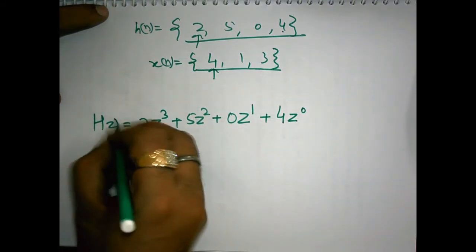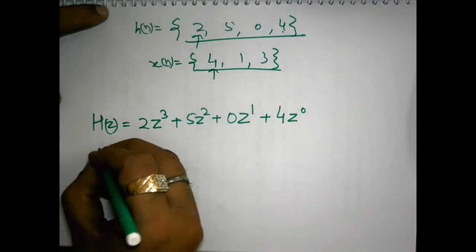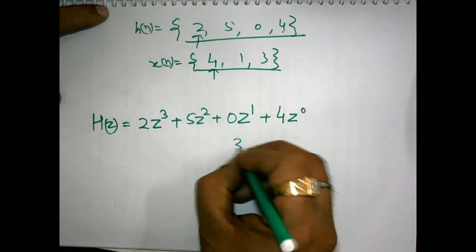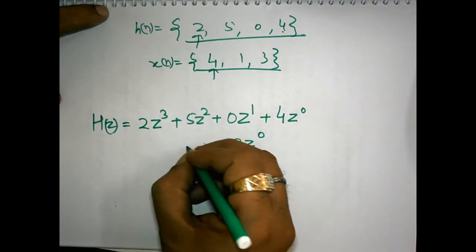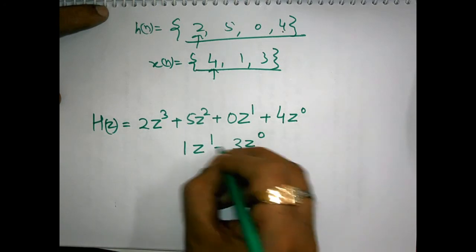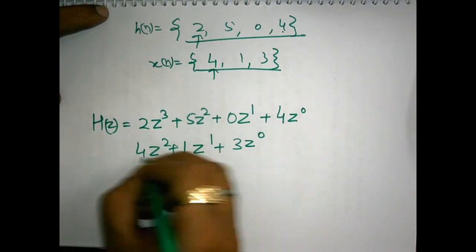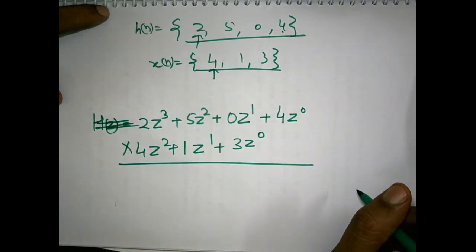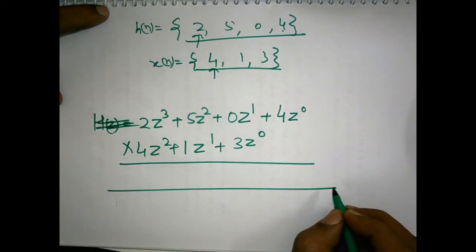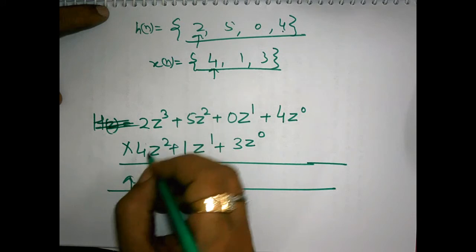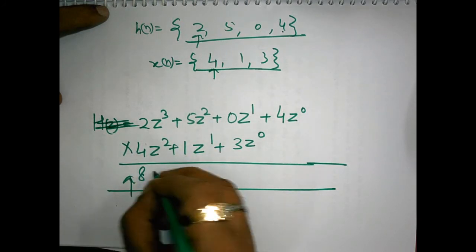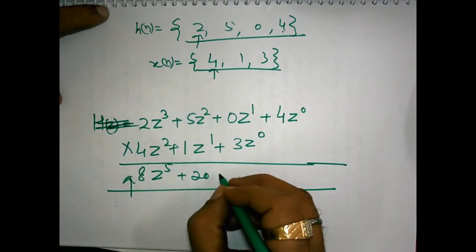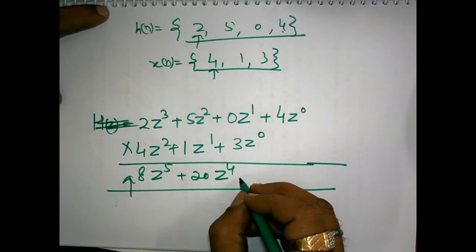This you can say that this is hz, and then you write it in another polynomial form, say 3 z to the power 0 plus 1 z to the power 1 plus 4 z to the power 2, and you get these two polynomials multiplied. You get the multiplication of these two polynomials. Okay, and the result of that multiplication, the coefficient of say 8 z to the power 5, and then 20 z to the power 4, and then 0.